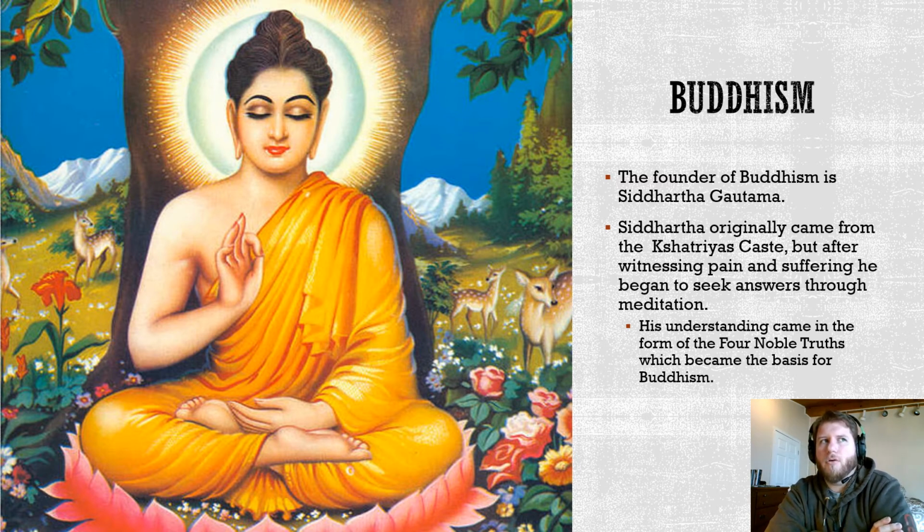But Siddhartha is confined to his palace, basically. And so he ends up leaving his palace, and he witnesses pain and suffering that exists outside of it. He sees people that are old, people that are sick, people that are dying. And he comes to understand that there's more to the world than what he had seen. So he seeks answers through meditation and ends up coming up with what's known as the Four Noble Truths, as well as this eventual concept of Buddhism.